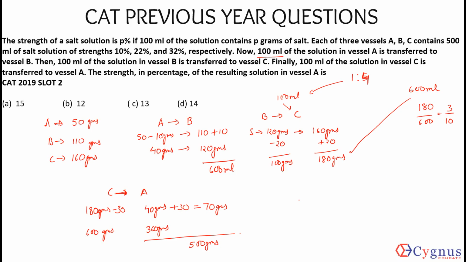What's the last line? The strength in percentage of the resulting solution. So that's 70 grams out of 500 grams into 100. This gives you 14%. The answer has to be the fourth option.